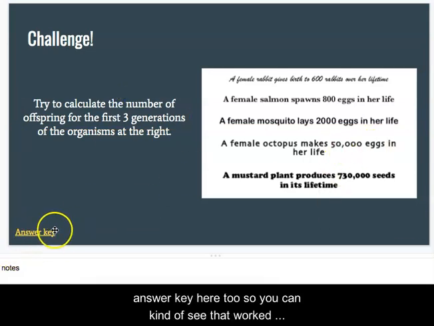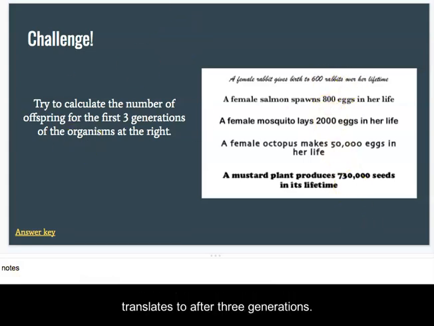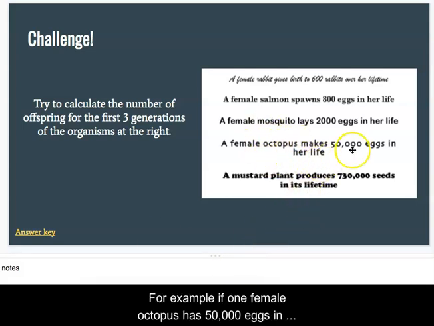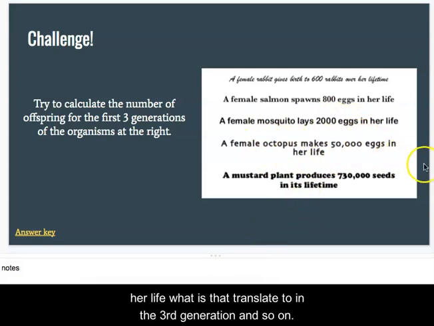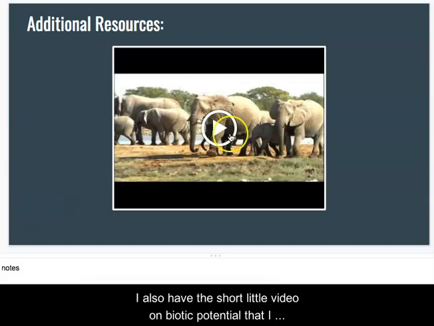And I do have the answer key here too, so you can see that worked out, at least for each one of these, how many that translates to after 3 generations. For example, if one female octopus has 50,000 eggs in her life, what does that translate to in the 3rd generation? And so on. I also have this short little video on biotic potential that I plan to show in class. So if you have the PowerPoint open and available, go ahead and give that a quick watch.